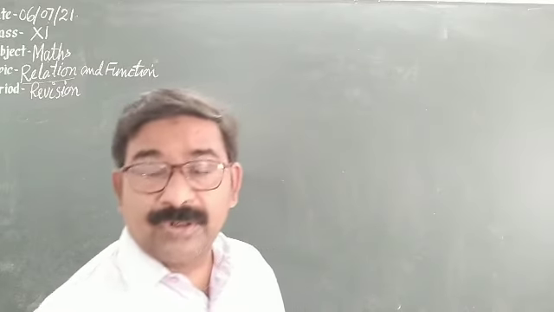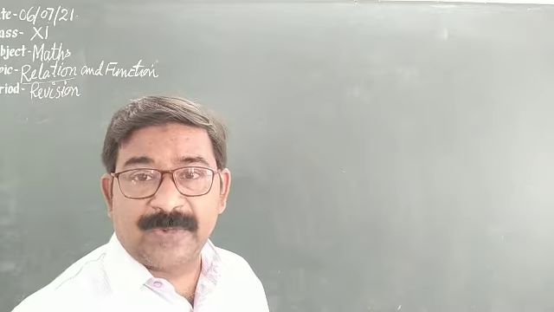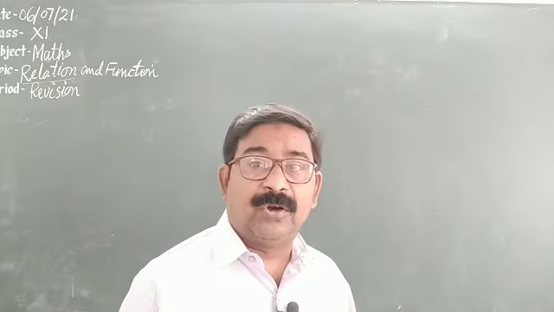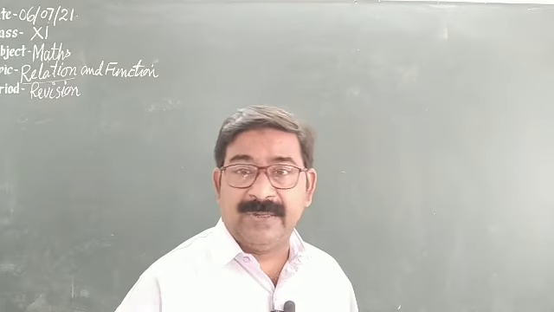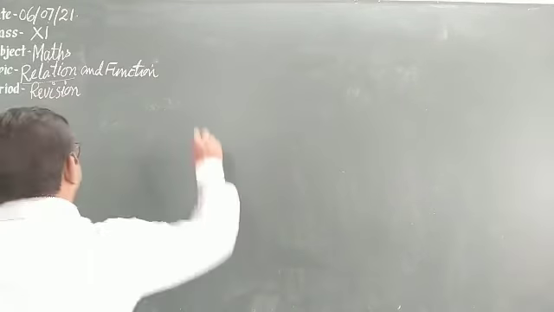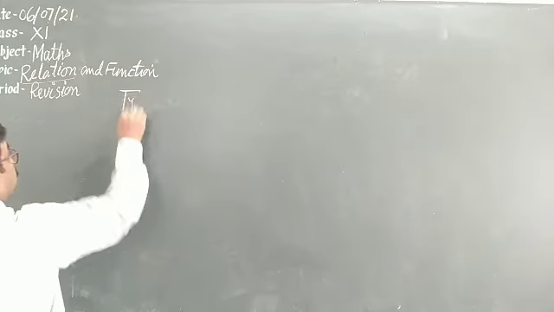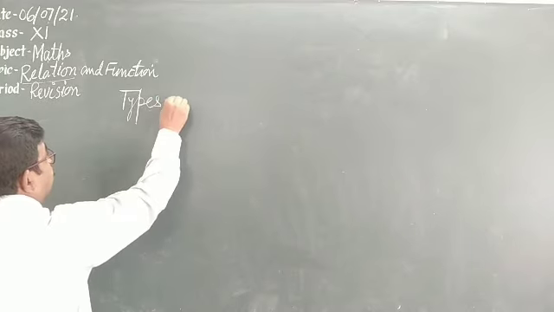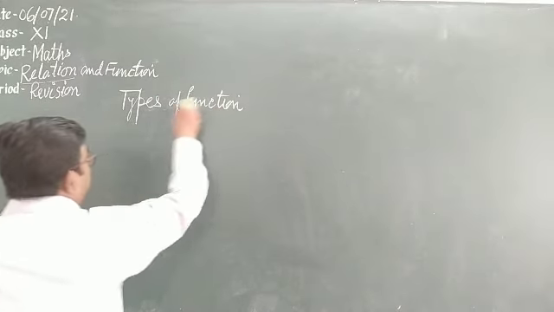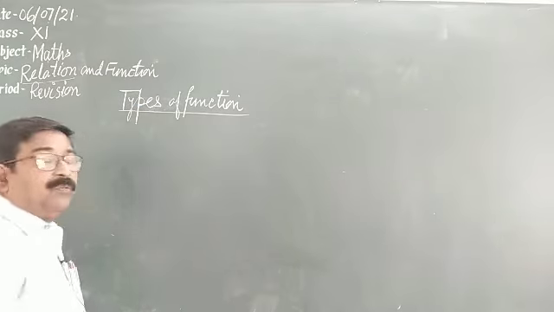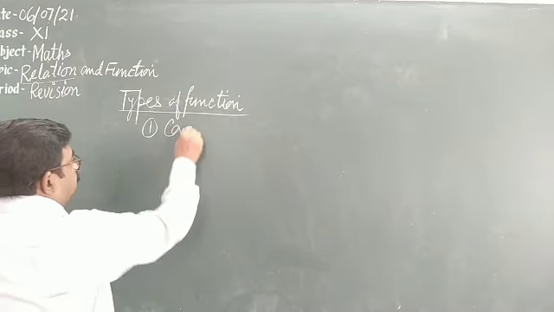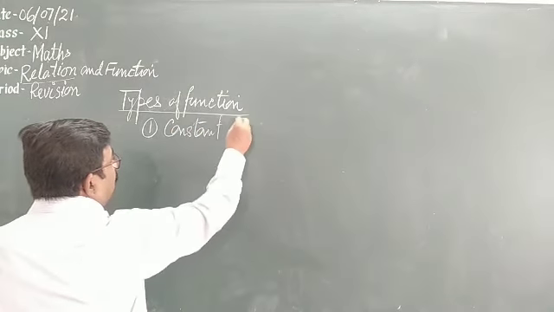Yesterday I told what is a function. A function is also a special type of relation in which each and every element of the first set must have a unique image in the second set. Now here we have types of functions. Number one type is constant function.